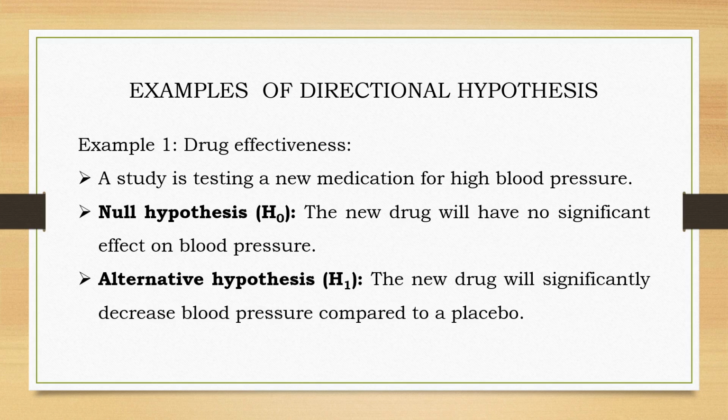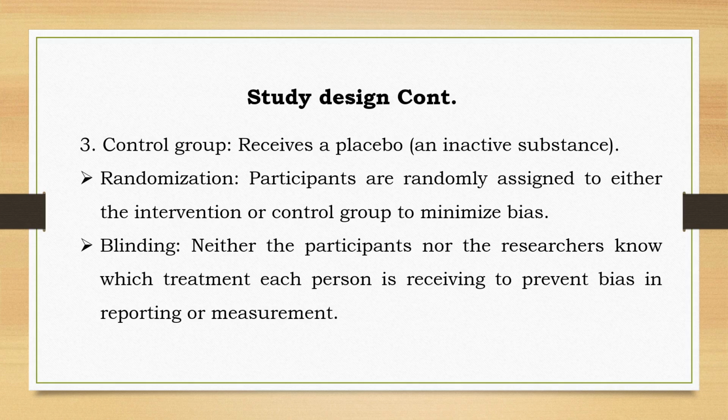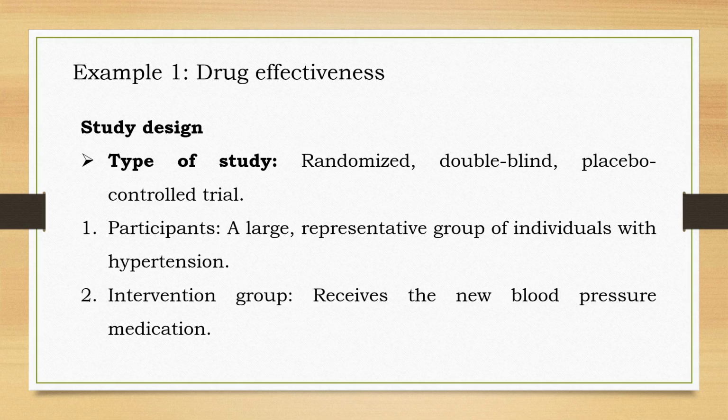The alternative hypothesis is saying that the new drug will significantly decrease the blood pressure compared to a placebo. And this is actually what we want, because we want a new drug to decrease the blood pressure. So in this study, which is a randomized double-blind placebo-controlled study, we have participants, which is a large representative group of individuals with hypertension, and the intervention group received the new blood pressure medication, and you have the control group which receives the placebo, an inactive substance for blood pressure reduction.